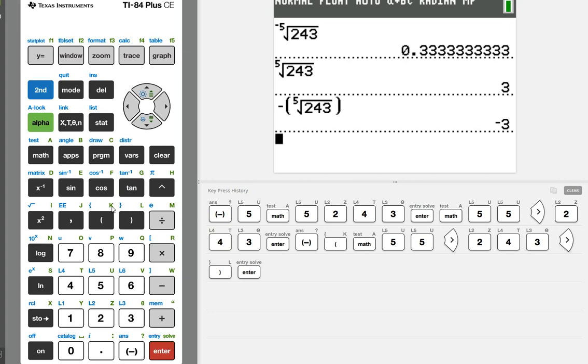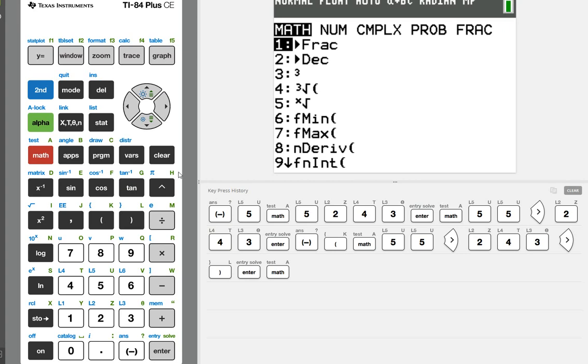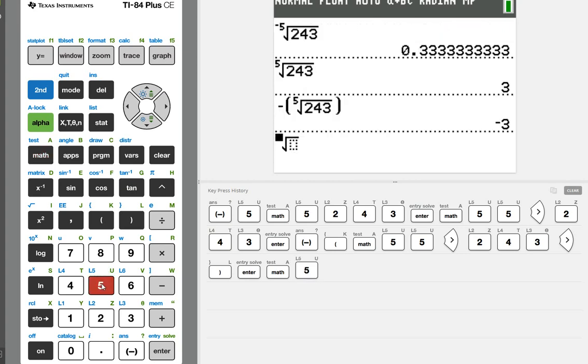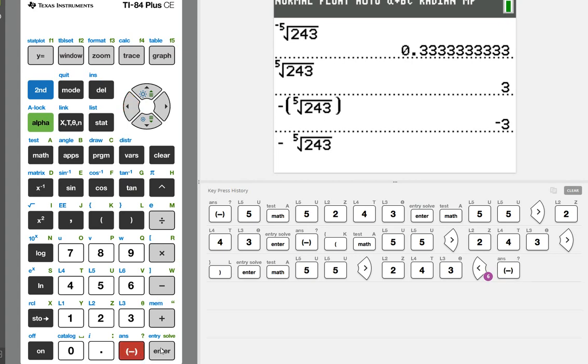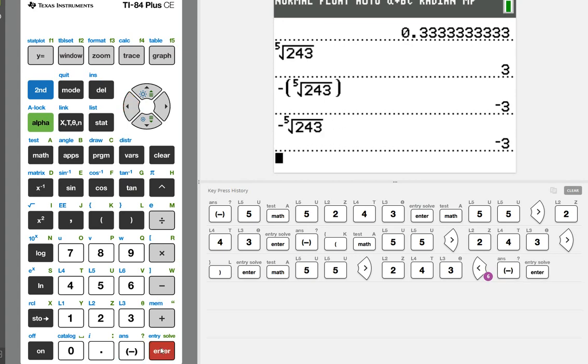In fact, I learned something new from one of my students this morning. Let's do this one last time. If you type in the 5th root and then your 243, your calculator will let you go back. And if you go over enough, it'll finally get out front of all this, and then you can put in your negative like that. So lots of options here for you. Bottom line, you should end up with a -3.